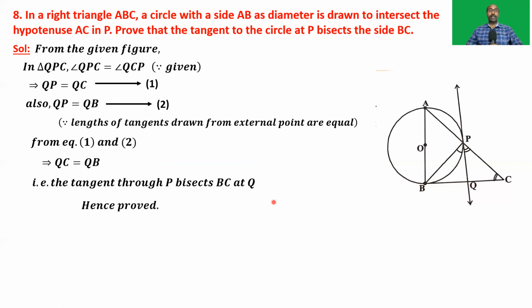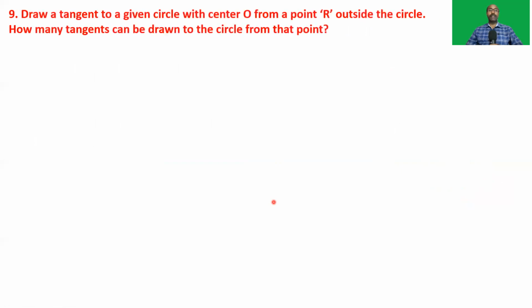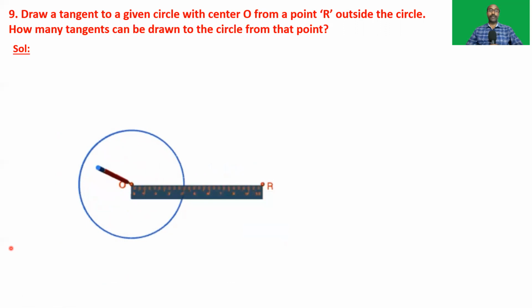And the next problem is: draw a tangent to a given circle with center O from a point R outside the circle. How many tangents can be drawn to the circle from that point? Here also no measurements are given, so we have to proceed with our own measurements. Observe carefully. Here also we are drawing two tangents to the circle from the external point R. The process is the same, no change at all.